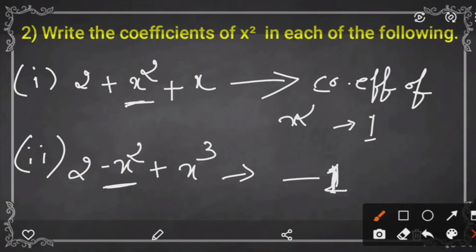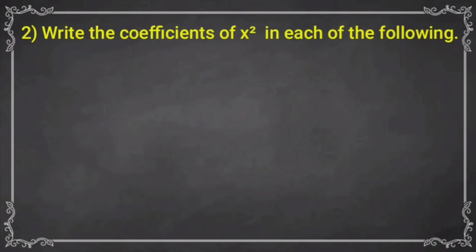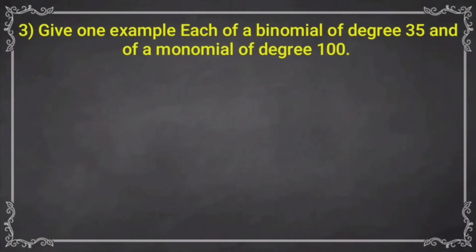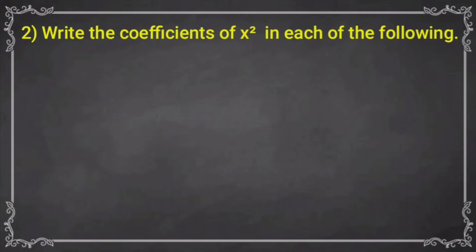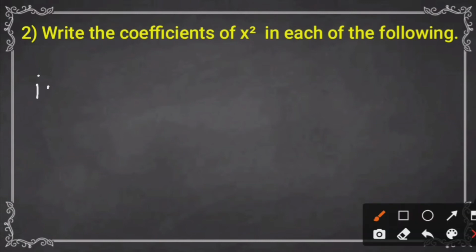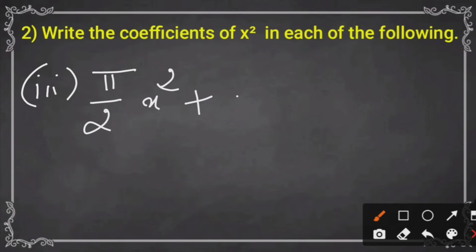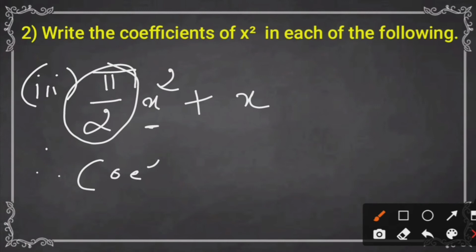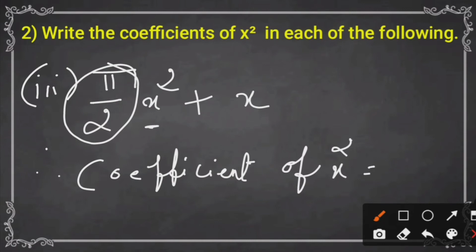Okay, now we'll go for the third one. What is the third question in the second main question? Pi by 2 x square plus x. See here, this is x square. Its coefficient is pi by 2. Therefore, the coefficient of x square is pi by 2.